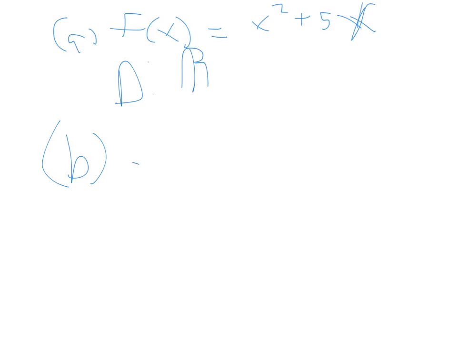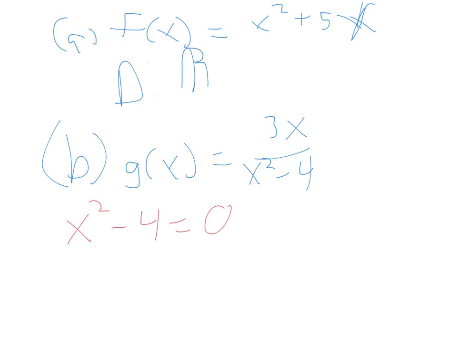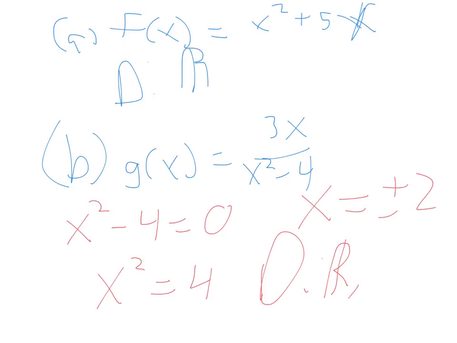Part B, g of x equals 3x over x squared minus 4. If you notice, we have a rational expression, so we need to figure out what values make the denominator equal to 0. If you solve it for x, you find out x squared is equal to 4, and the values of x that would make the denominator equal to 0 would be positive or negative 2. So you could write the domain as all reals, except that x cannot equal positive or negative 2.